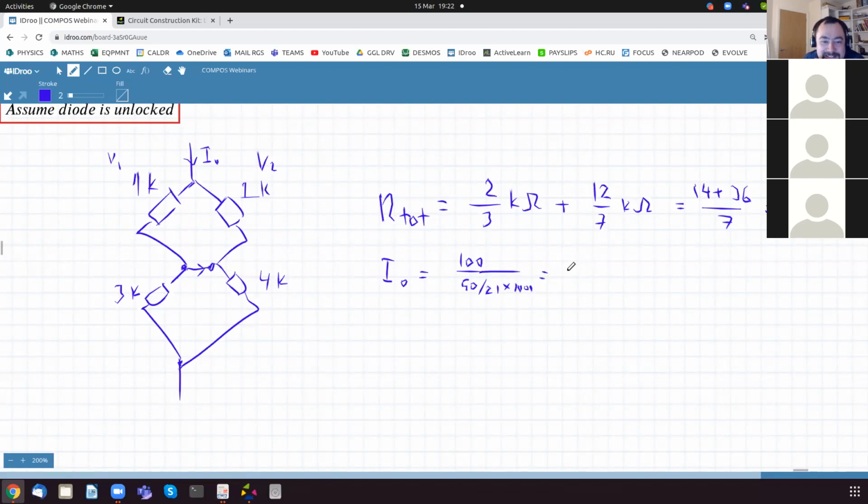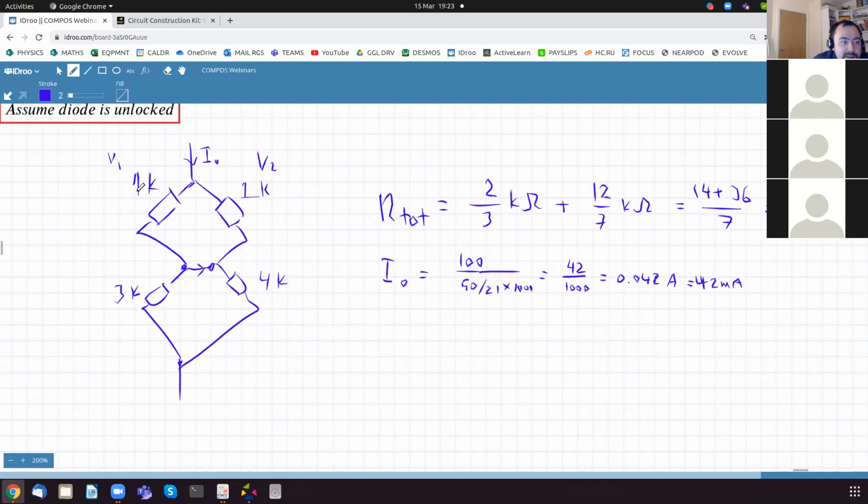So that's 42 thousandths of an amp, which is 0.042 amps, or 42 milliamps. 42 milliamps. That's the current I1. Then we need to compare the currents.